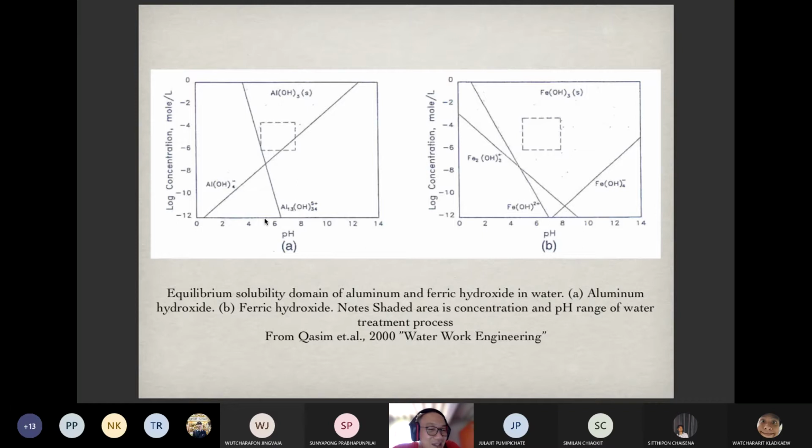If you look into this graph, you will find the optimum pH should be between 5 point something and 7 point something for the alum, and for the ferric, the optimum pH should be in the range of 5 to approximately 8. You just confirm whether this information is correct or not by checking the optimum pH for these two coagulants.